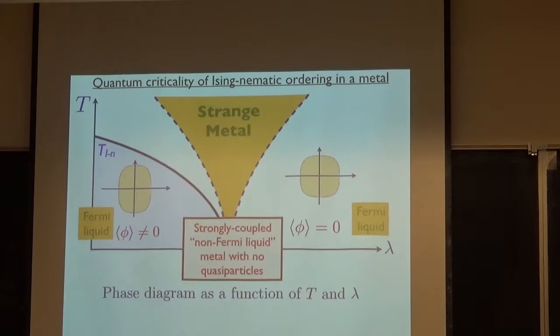Yeah. So we heard from Senthil previously that this strange metal phenomenology goes to such high energy scales, like 1 eV, and such low temperatures, like 10 Kelvin, that, quote, it can't possibly arise from a Fermi surface coupled to a critical boson. Do you have a comment on that?